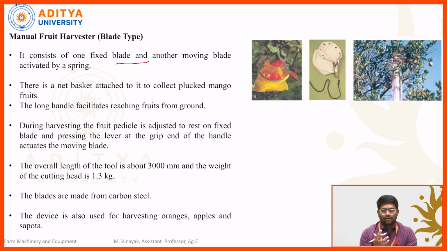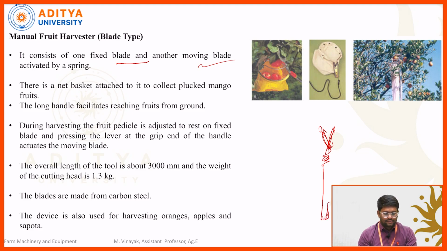We know how the scissor works. The same mechanism is involved for harvesting the fruit crops also. It consists of two blades, one fixed and another a movable one. It is linked with a spring. The actuator is provided at the end of this handle. So let us take this one blade and another blade. This blade consists of a spring. The actuator is provided at the end of the handle.